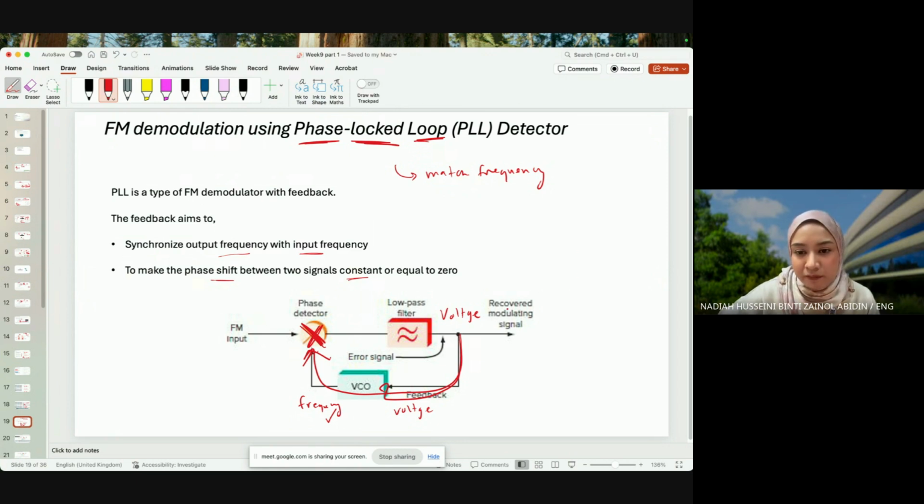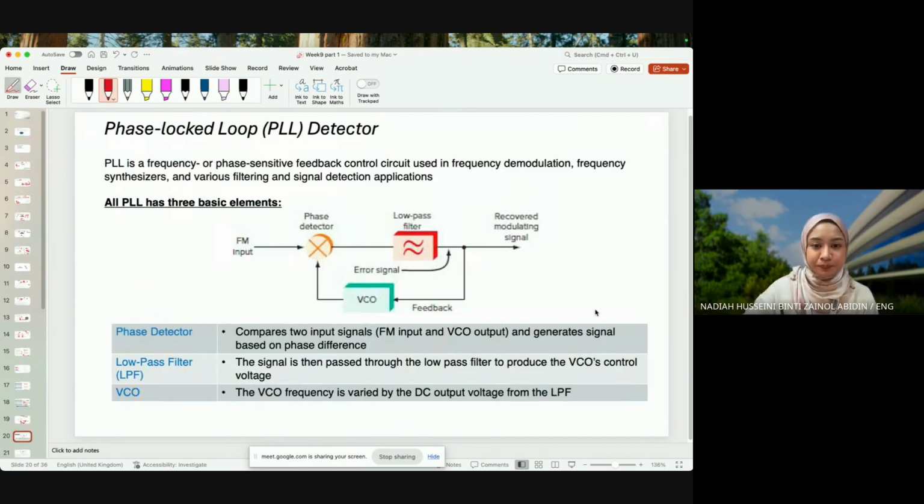So here we have the recovered modulating signal. So apart from producing voltage, you would also have FM. But for the FM, you would have to have some kind of structure to produce it. We'll talk more about that later. But here it is important to know that the voltage is supplied. How it translates into FM, we'll talk more about that.